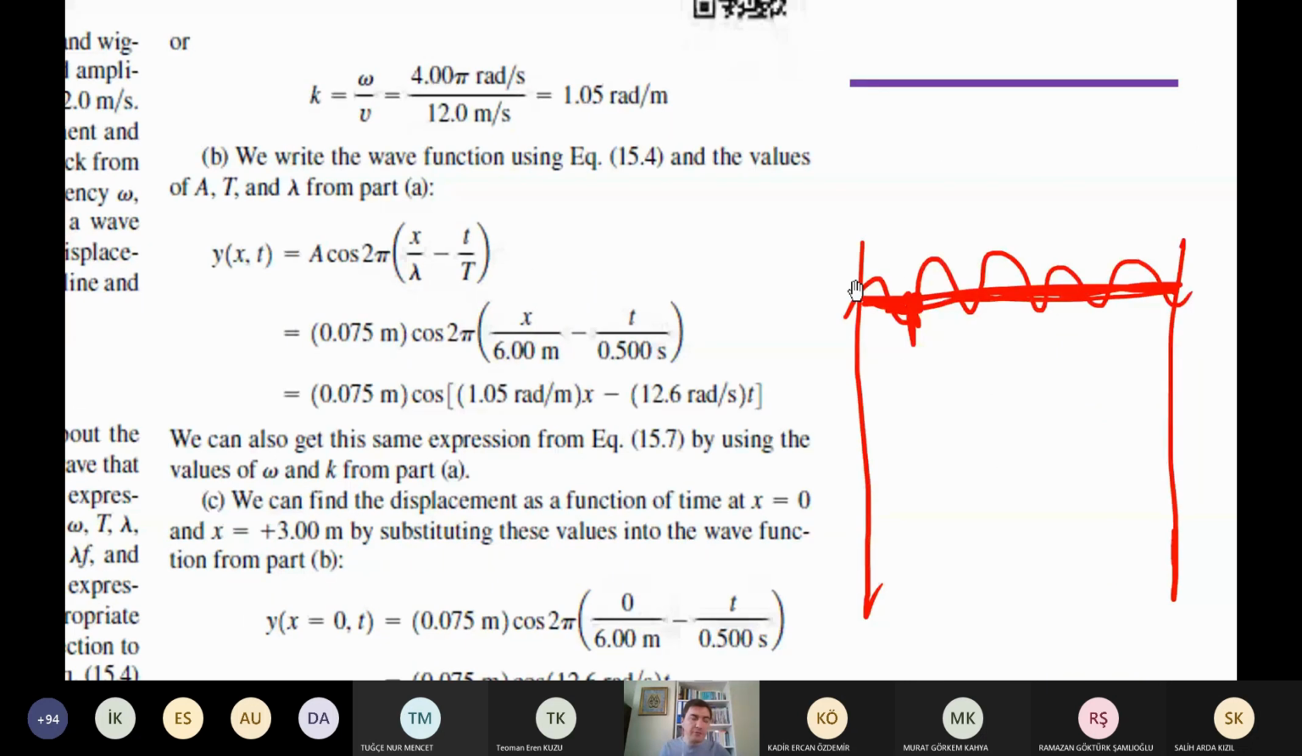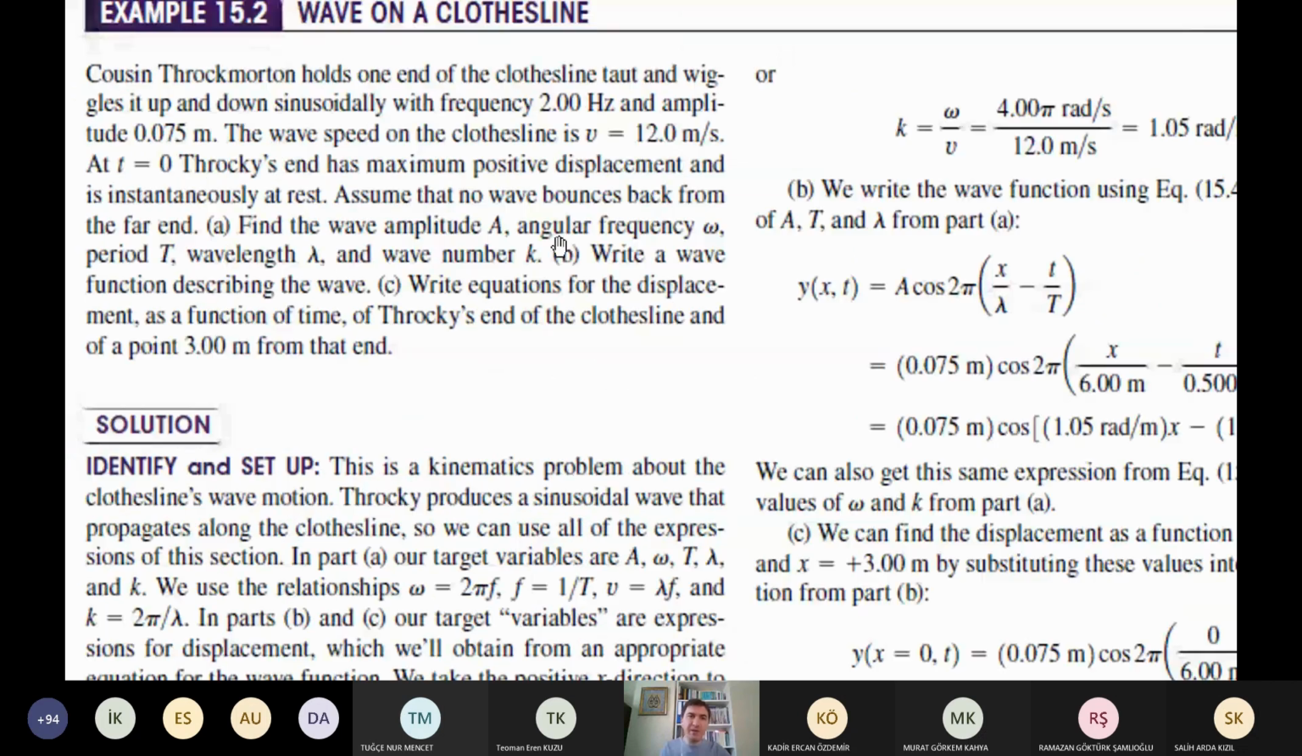Question A: find the wave amplitude A, angular frequency omega, period T, wavelength lambda, and wave number k. B: write a wave function describing the wave. C: write equations for the displacement as a function of time of the trapeze end of the clothesline and a point 3 meters from that end.